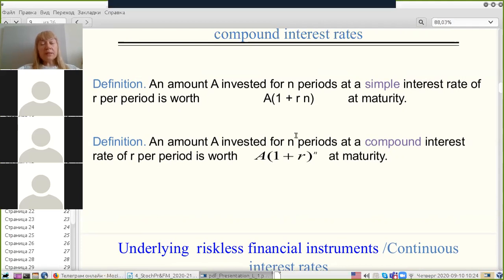Yes, but if we talk about compound interest rate, the formula will be different. This amount A we multiply by 1 plus R, where R is the interest rate, for example 5%, to the power of n. If we have 3 years, then the power of 3. I think that you know this formula, yes?